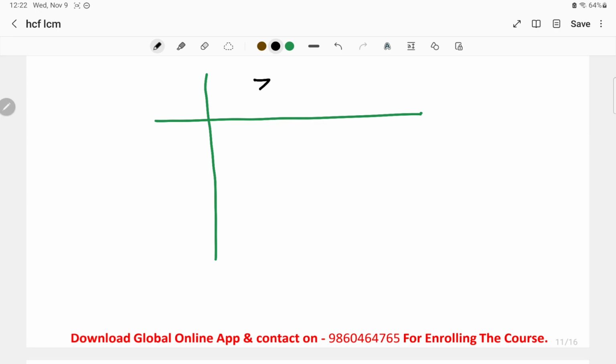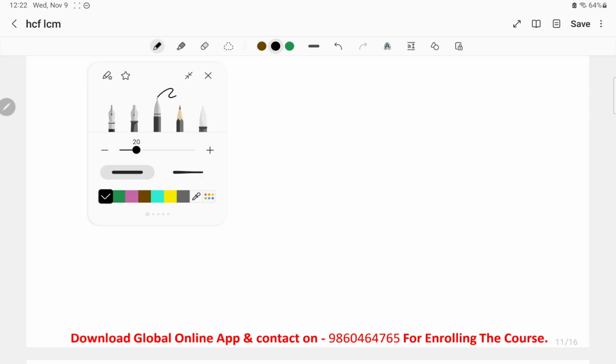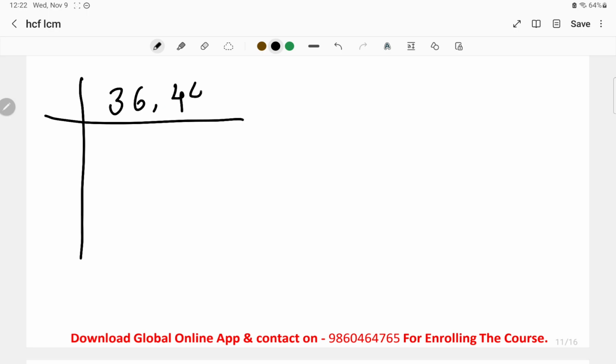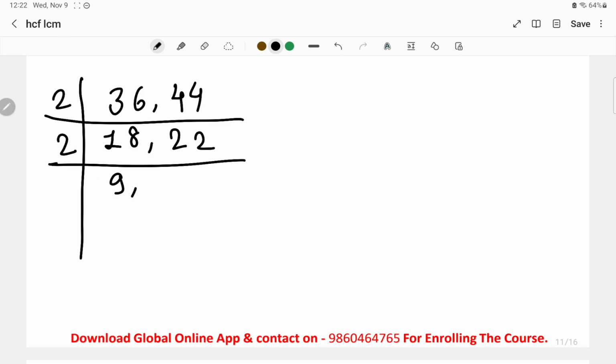I'm taking here 36 and 44. Let us see one example of finding both LCM and HCF for a common example. Let us find first the LCM and then we'll find the HCF. Now here 2 1s are 2, 2 8s are 16, 2 2s are 4, 2 2s are 4, fine. 2 9s are 18. As I have told you, we have to keep finding the LCM until we don't get the remainder 1. 2 1s are 2, 2 1s are 2.